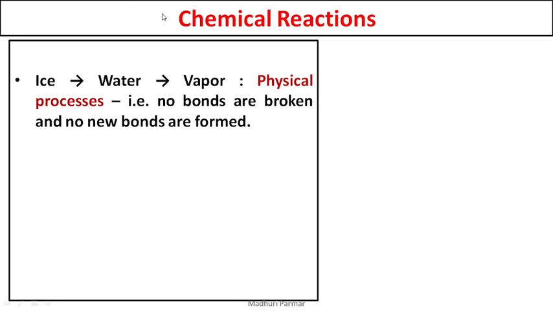So before talking about enzymes, let us just go back and discuss a bit of chemistry. Chemical reactions can be of different types. For example, if you take out ice from your refrigerator, you put it on a saucer or on a pan, and you see that it turns into water. If you heat this water, it turns into vapor. So this is also a chemical reaction of a sort. But what kind of? It is a physical process. That is, no bonds are broken or no new bonds are formed.